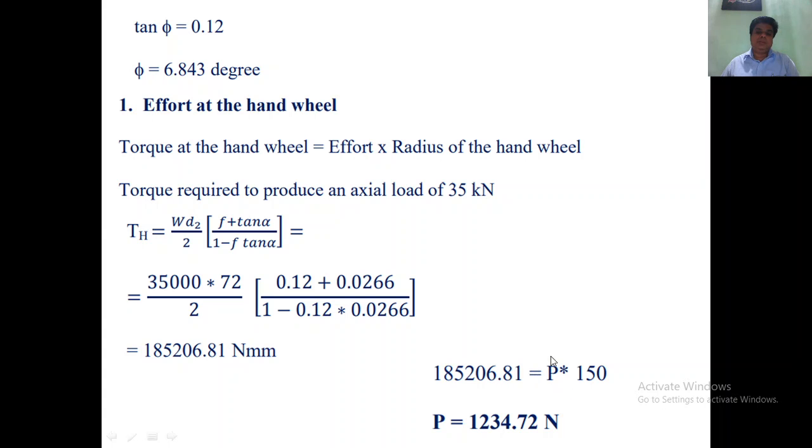So P, how much load you have to apply on the anvil, is given by torque equal to load times the distance, or the radius of that anvil. So you can find out the load which is required, or the external force you have to apply on the anvil to maintain this load of 35 kilonewton. So you have to apply a load of 1, 2, 3, 4 newtons here to get this torque.